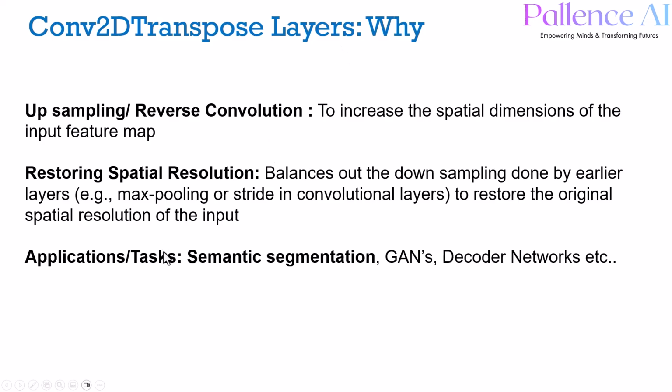As I explained, Conv2D Transpose layers can be used for semantic segmentation, and there are some other applications or tasks, like GANs (generative adversarial neural networks), decoder networks, and all that. So that's the intuition behind Conv2D Transpose layers. They're not magic. They're simply how neural networks learn to grow spatial structure back after earlier layers compressed it. This idea is foundational for tasks like image segmentation, decoder networks, and even generative models, as I've already indicated.